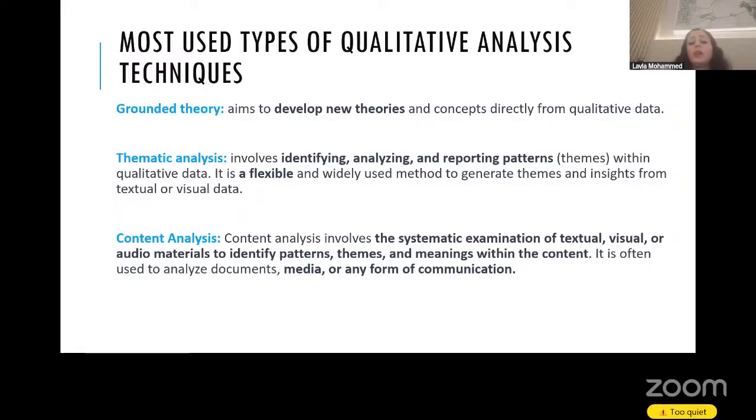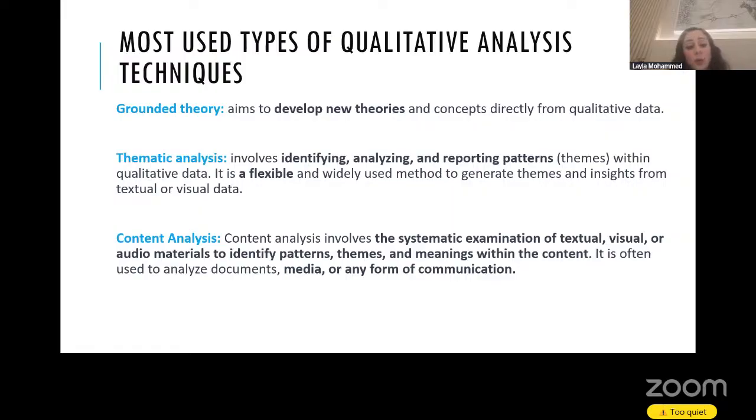This one involves identifying, analyzing, and reporting patterns, which is also known as themes, within qualitative data. It's a very flexible and widely used method to generate themes and insights from textual and/or visual data.